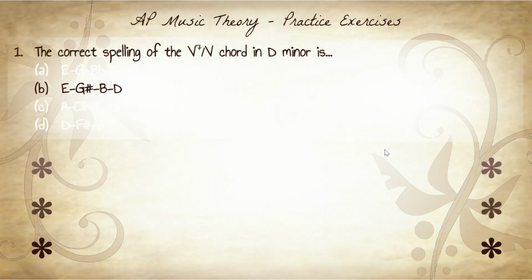The correct answer is B. The 5/7 over 5 in the key of D minor is E, G sharp, B, D. The temporary tonic is A major. The dominant of an A major chord is E, G sharp, B, D.